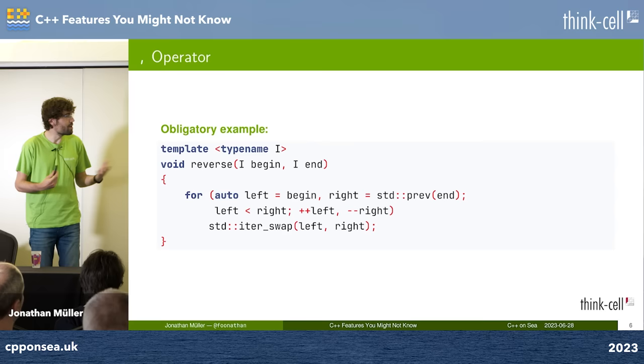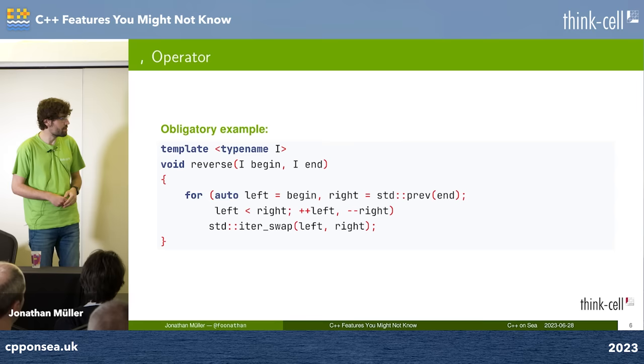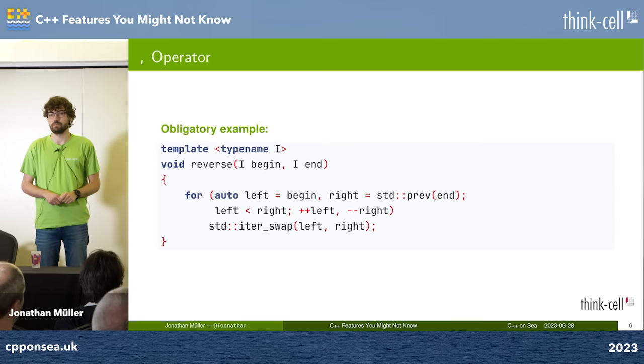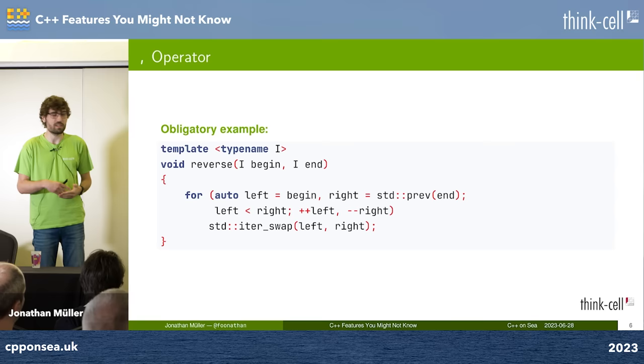Another operator is the comma operator. Now, this is the obligatory example of the comma operator. You have a for loop, and it does two things at the end, plus plus left and minus minus right. And that comma there is the comma operator. All other commas shown in the slide are not the comma operator. They are just argument separators. But the last one is the comma operator.